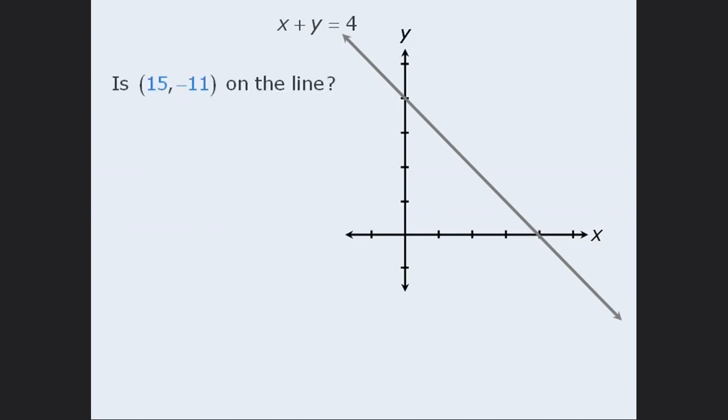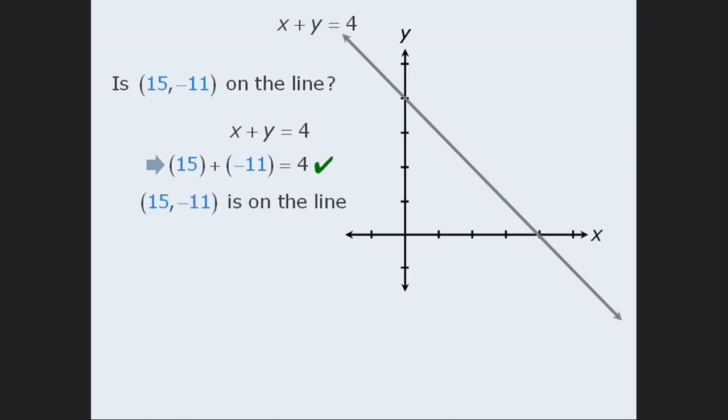Okay, what about the point (15, -11)? To find out, we'll take the equation of the line and plug 15 in for x and -11 in for y and see if this equals 4. Since it does equal 4, we can see that the coordinates of this point satisfy the equation, which means it does lie on the line.